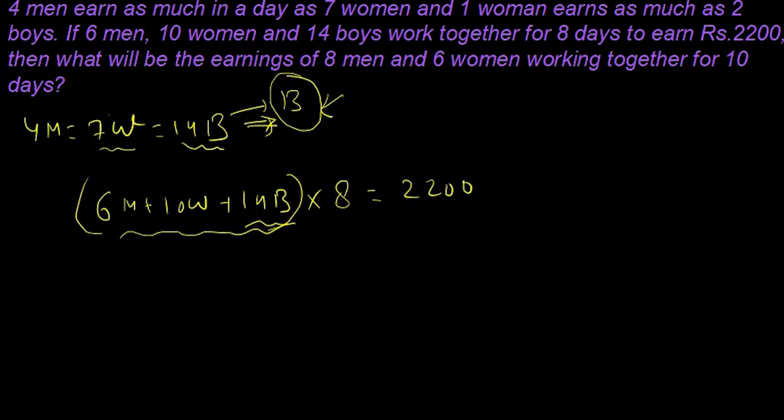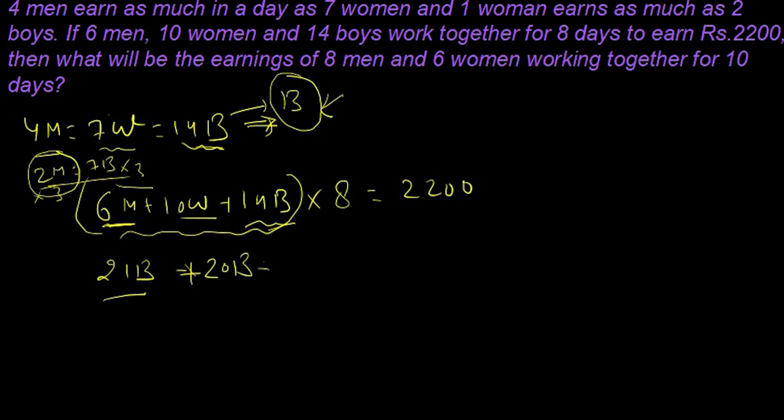So 4 men equals 14 boys. So 2 men equals 7 boys. Why are we doing so? Because we can use the factor of 2, since we want the value of 6 men. So when 2 is multiplied by 3, obviously 7 is also multiplied by 3. So 6 men can be written as 21 boys. 1 woman equals 2 boys, so straight away 10 women equals 20 boys. And the 14 boys stay as it is.